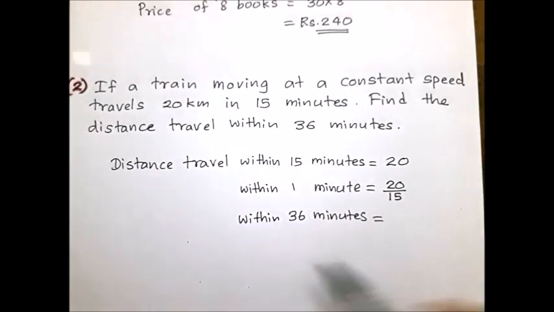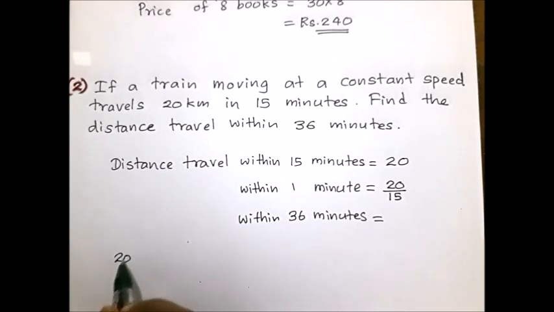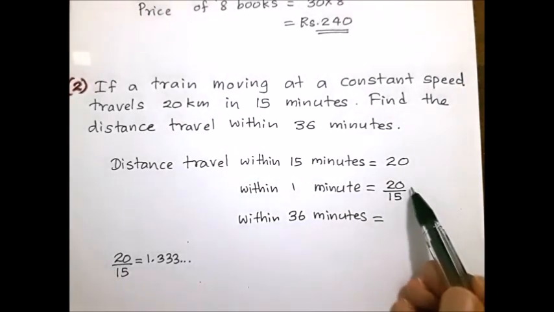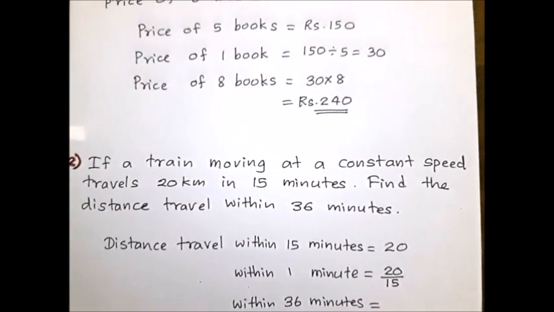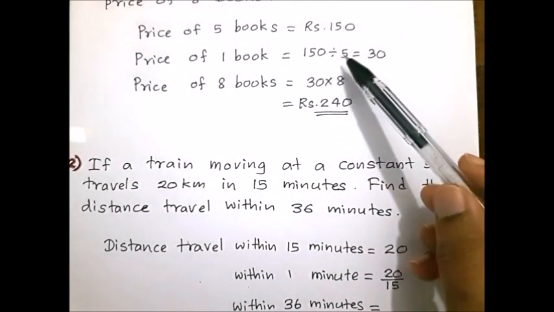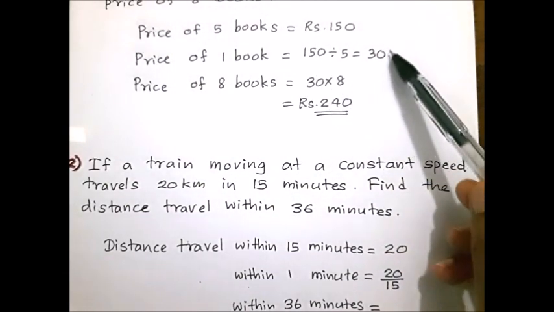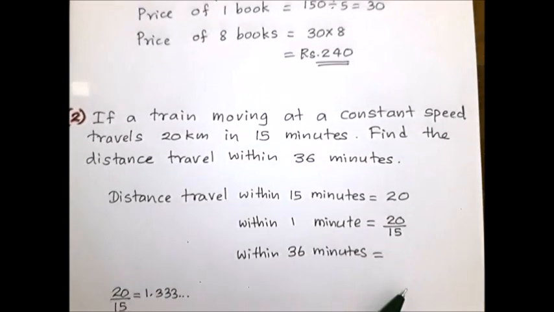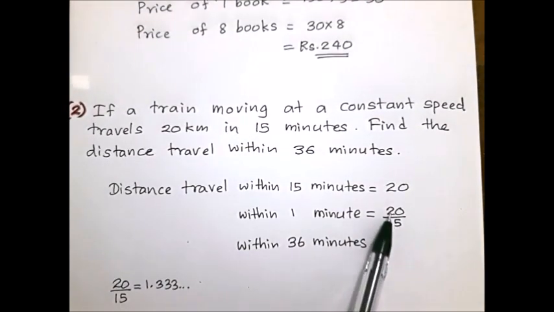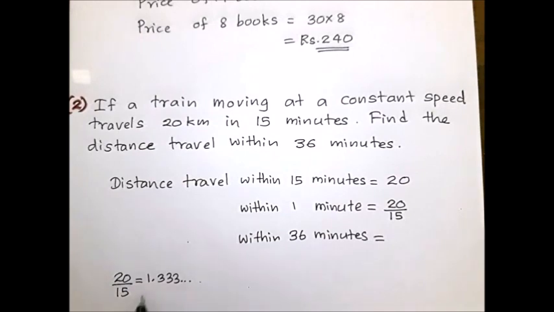If you divide 20 by 15, it is a decimal number, 1.333 and continuous. So don't write this decimal number here. In the first example, we can divide 150 by 5. The answer is a whole number. But here, if you divide 20 by 15, it is a decimal number. So don't write the decimal value. Take this fraction here.